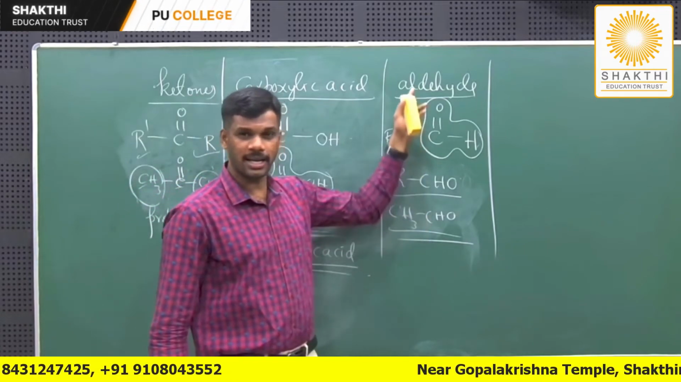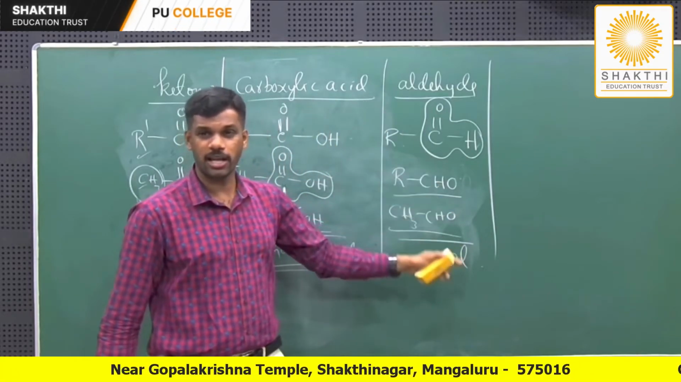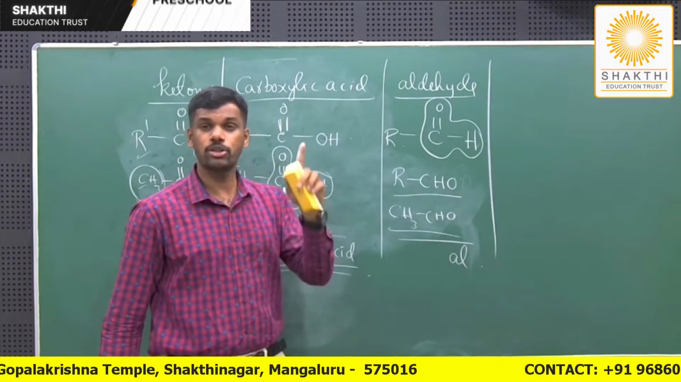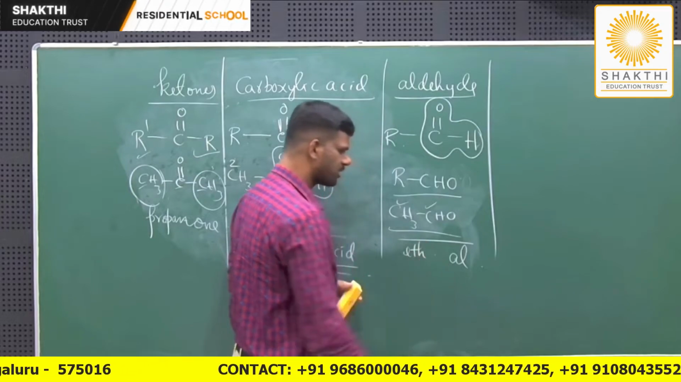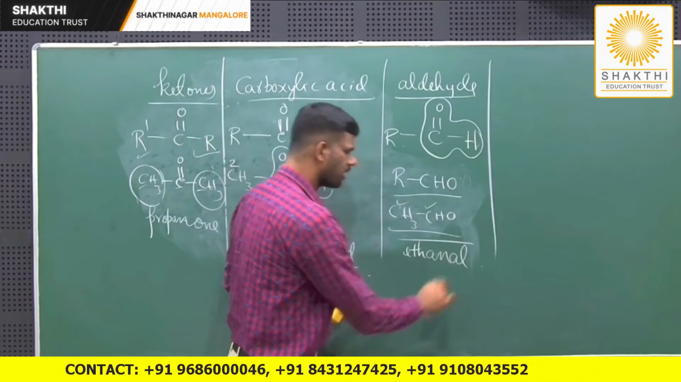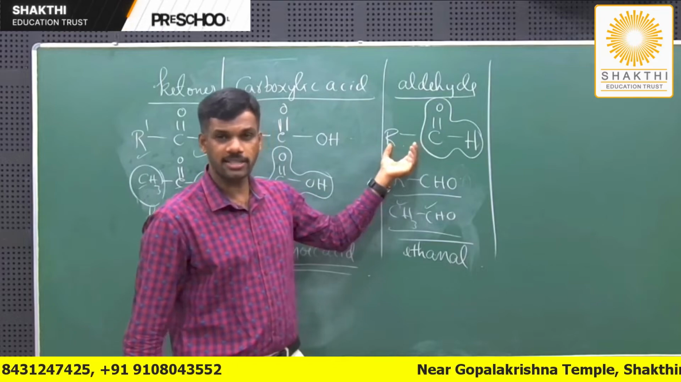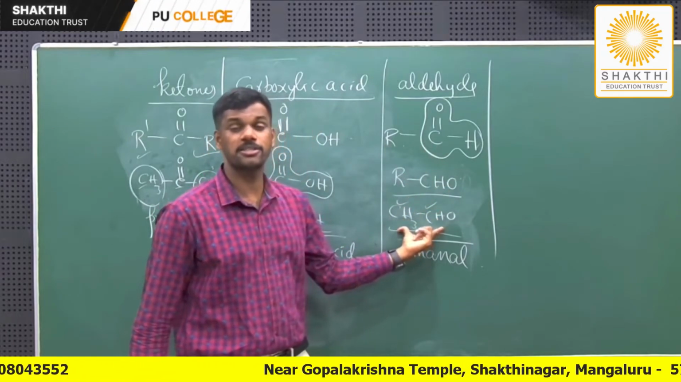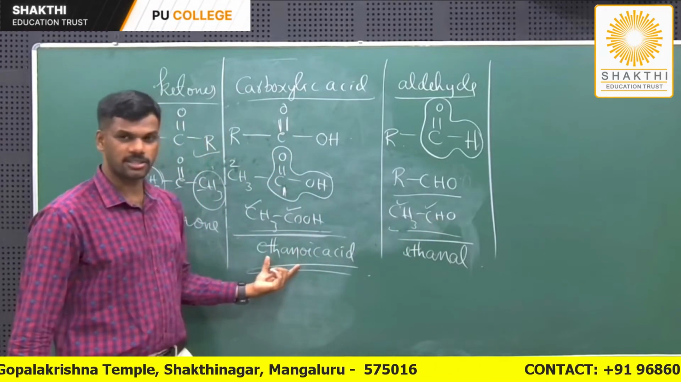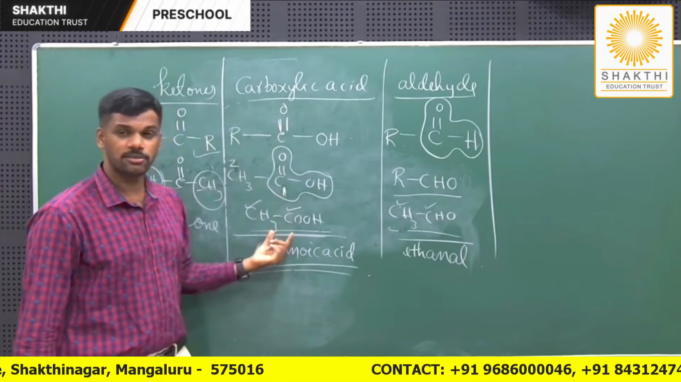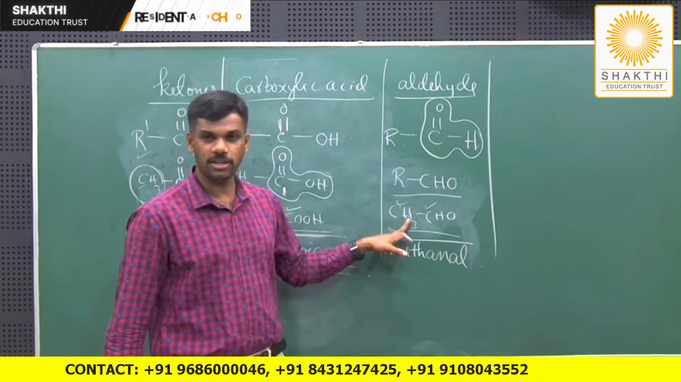Coming to the next one, aldehydes. Aldehydes should end up with al. Don't be confused. Alcohols end up with ol. Now there are 2 carbon atoms, so it is eth, and there is a single bond, so this is ane, and then it is ethanal. You can call this ethyl aldehyde also, but it is not an IUPAC name, it is a common name. You can call this ethanoic acid. Also you can call the carboxylic acid, which is very important, acetic acid. This is acetic acid, this is acetaldehyde. These are the common names.